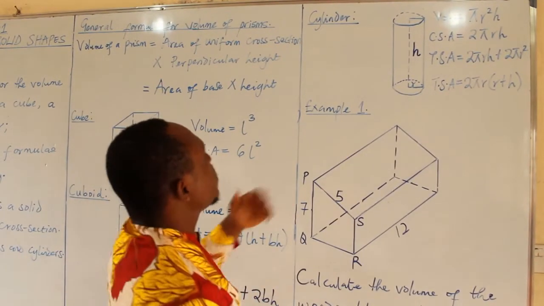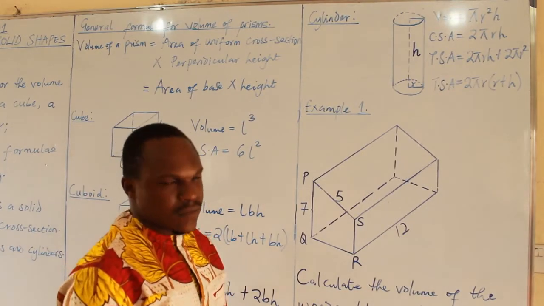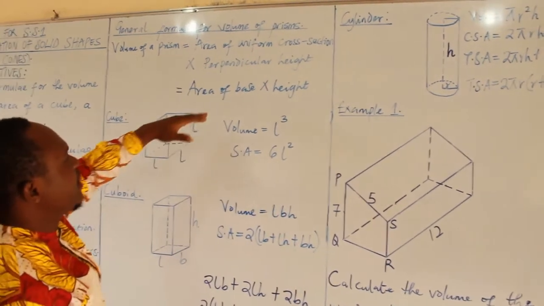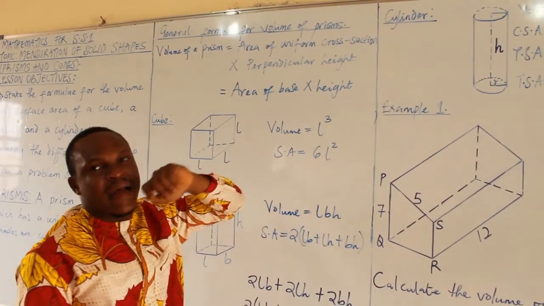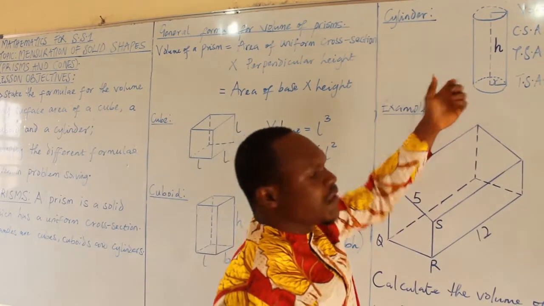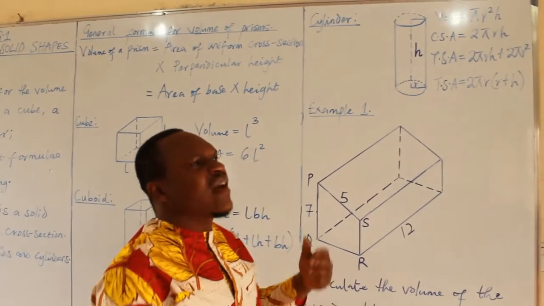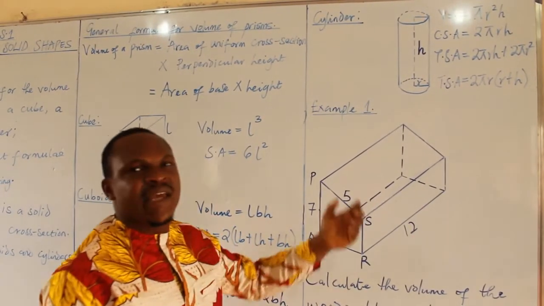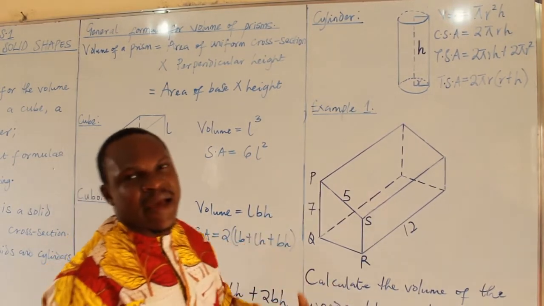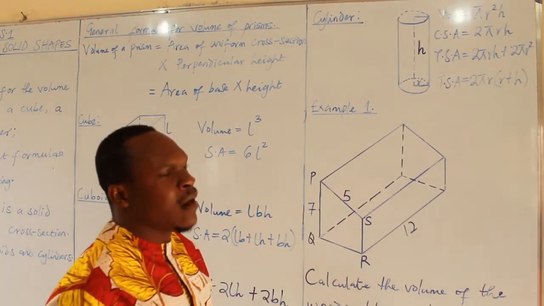Okay, how do we derive the formula for the volume of a cylinder? Remember what I said earlier, that the volume of a prism is the area of its base multiplied by its height. Now, looking at a cylinder, the base of a cylinder is in the form of a circle. So we ask ourselves what we already know. What is the area of a circle? The area of a circle is pi r squared.